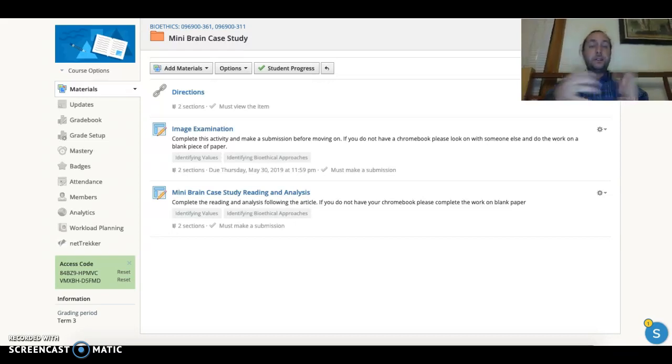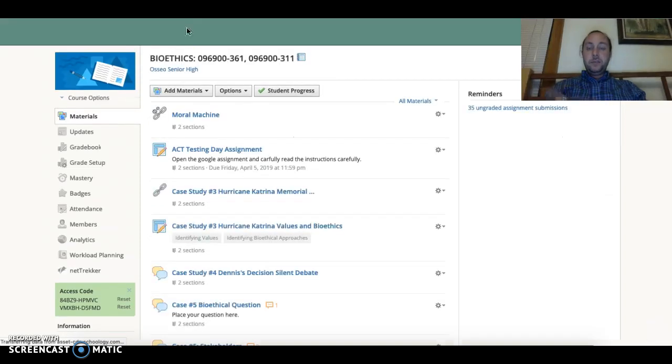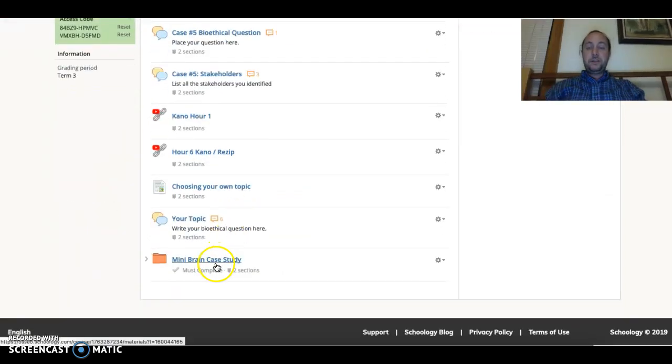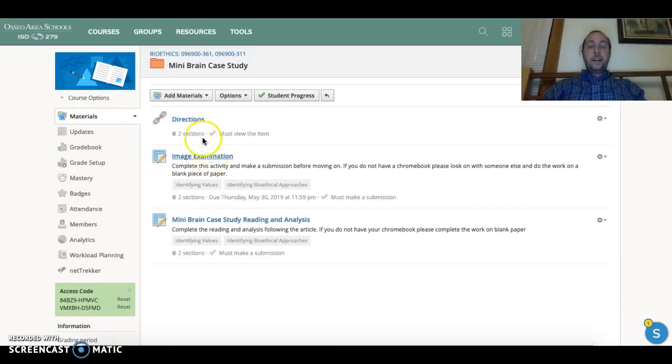Today's case study is called a mini brain case study, and you'll learn what that means here as we go through. If you go into the course in Schoology, you're going to see a folder that is titled the Mini Brain Case Study. It's all the way down at the bottom here. It's orange. And if you open it up, you'll find some instructions. Now, I'm assuming since you're here, you've already found the directions, the link here, which is going to be under this link here.